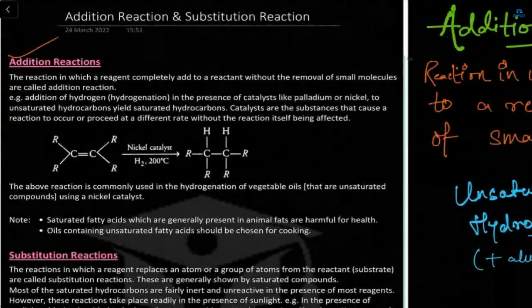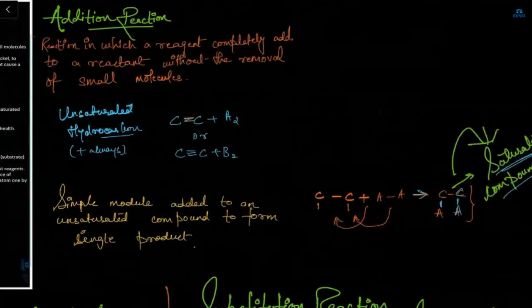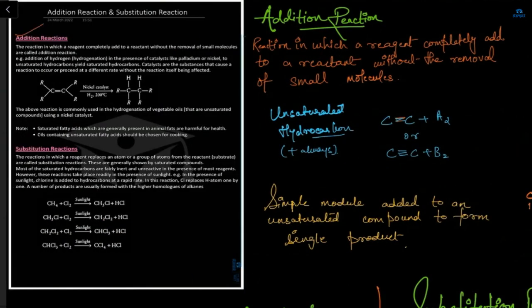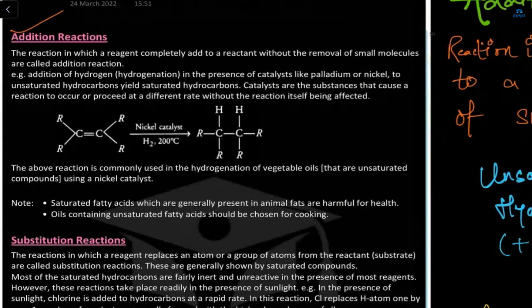First, we'll go through what is the addition reaction. Any idea about addition? It's the addition of hydrocarbons, just like the normal addition reaction which we do. It takes place in the presence of a catalyst to make the reaction faster. So here the reaction in which the reagent completely adds to a reactant without the removal of small molecules is known as the addition reaction.